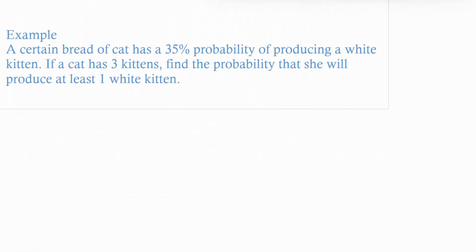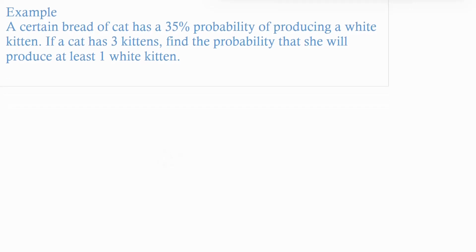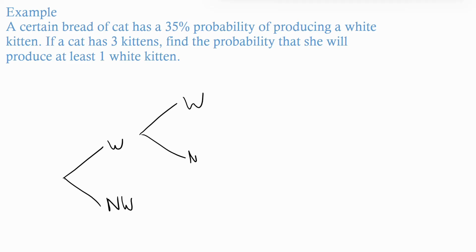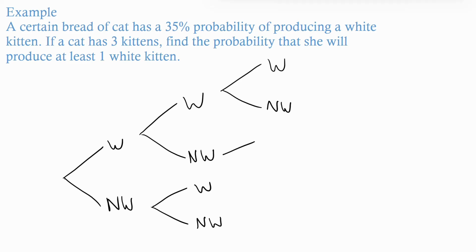Here we have a certain breed of cat that has a 35% probability of producing a white kitten. What I would do here is create your tree diagram. We have a singular branch. We either have a white kitten or a not white kitten. Then we go off again. We have a white, not white, white, not white. And then it splits off again, white, not white, white, not white. Just make sure you have enough room.